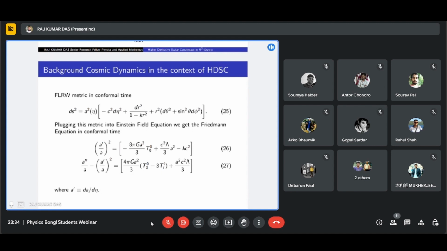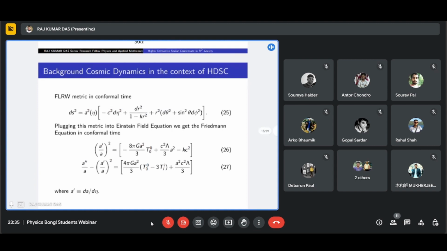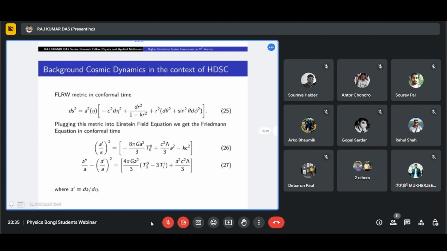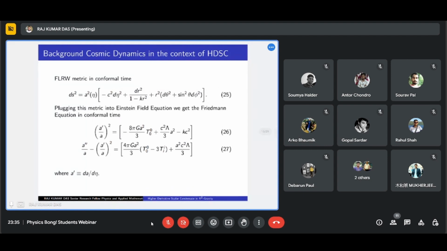So first of all, if you put this metric in the Einstein field equation, you will get the famous Friedmann equation, where the first portion comes from the geometry, and the universe acceleration also, and the velocity of the acceleration, this velocity or the Hubble factor from this Hubble parameter.